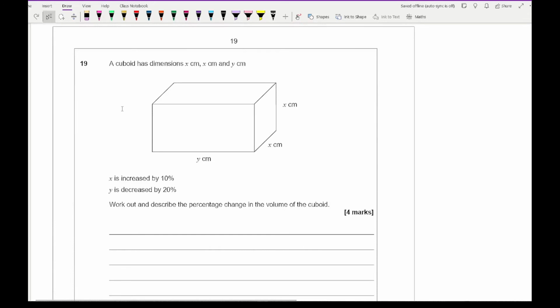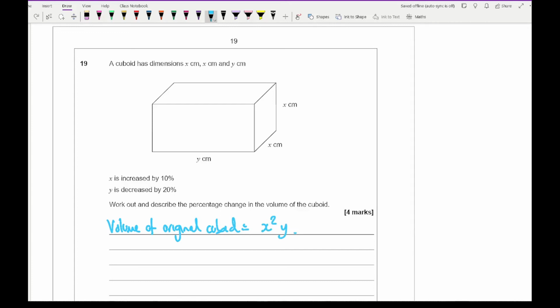Now for question 19, it says that a cuboid has dimensions of x by x by y. X is increased by 10%, y is decreased by 20%. Work out and describe the percentage change in the volume of the cuboid. So here, first of all, let's work out the volume of the original cuboid, which is x squared y.